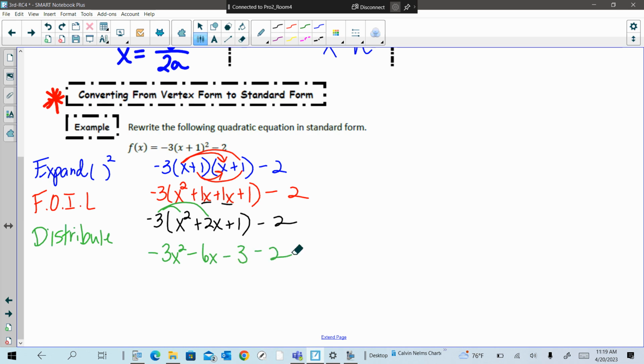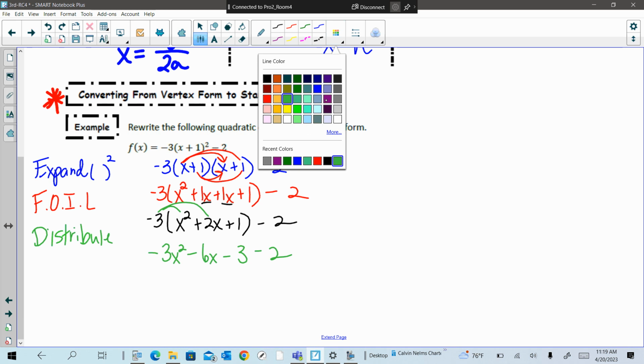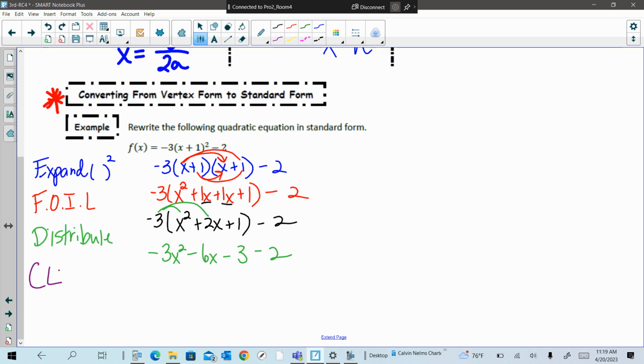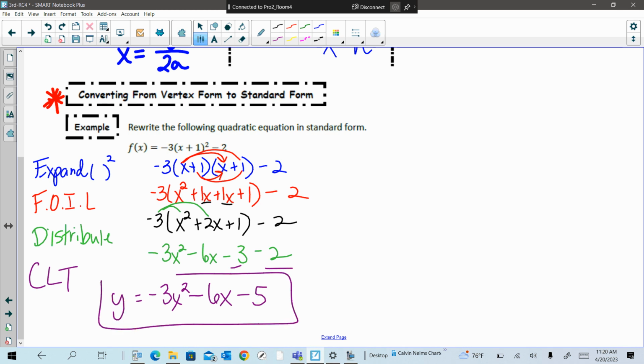All right. Combine those like terms, minus 5. Last thing is combine like terms. So we have, yeah, minus 5. There is your standard form right there.